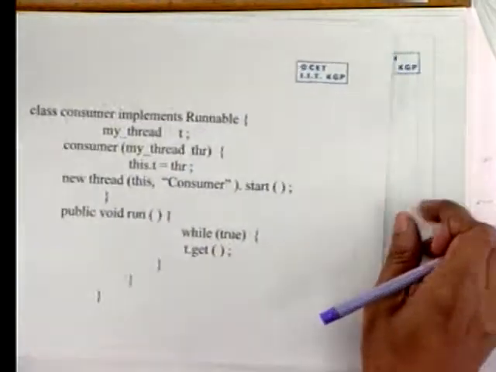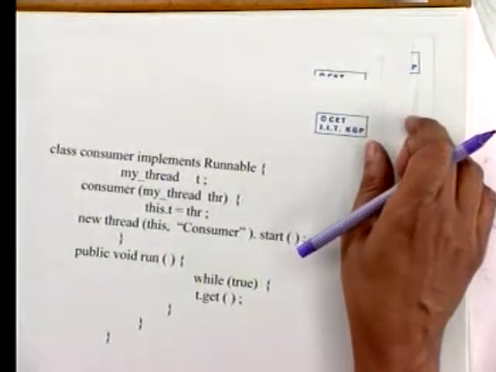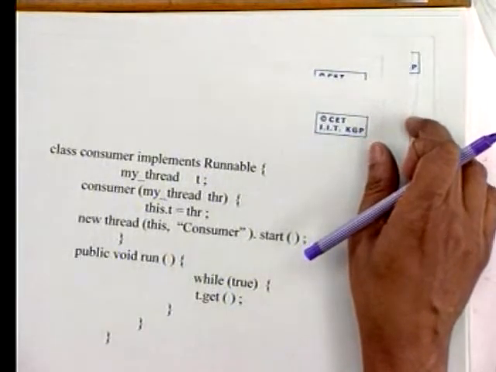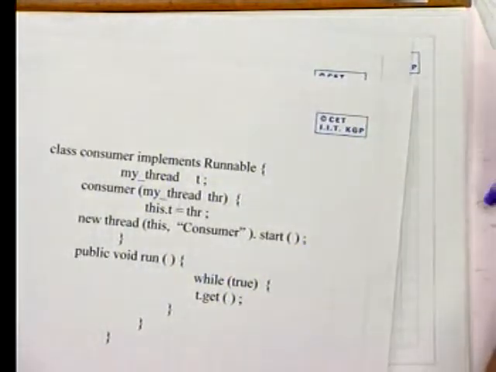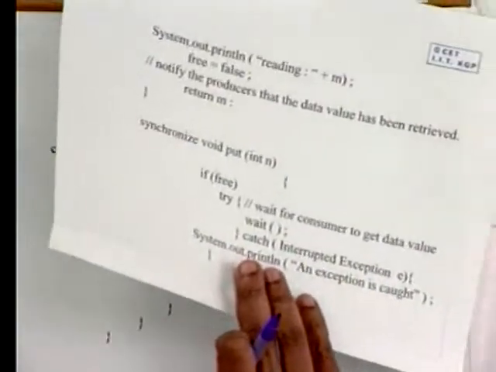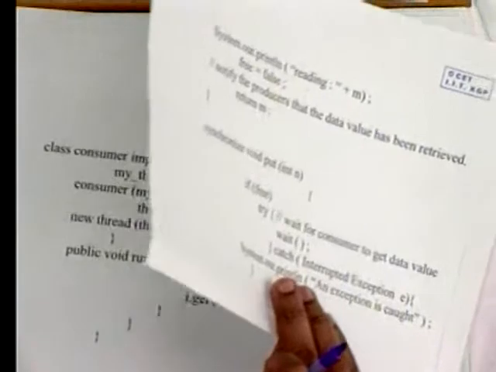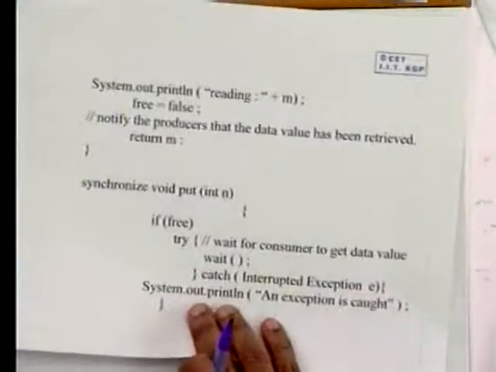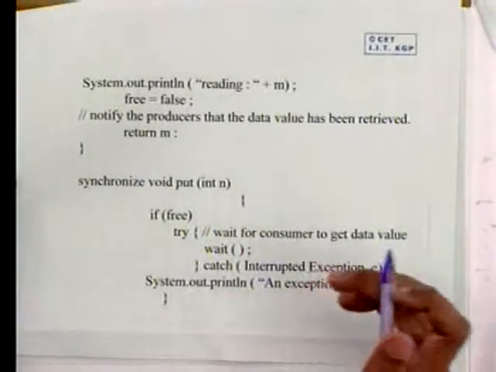So now let us come back to the myThread class, in which we would like to see what the put method is. In the put method, what we try to do is, here is the put method.